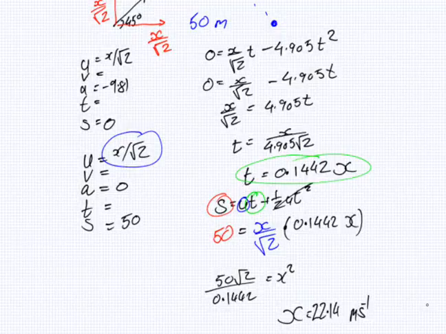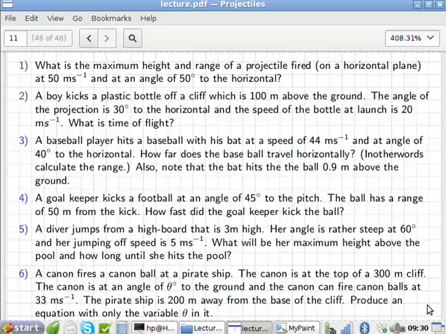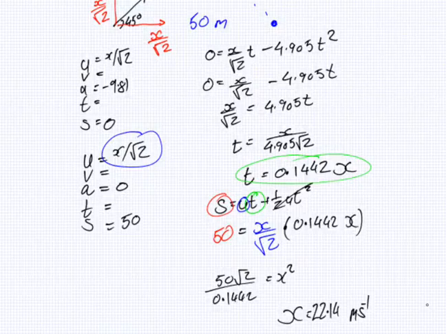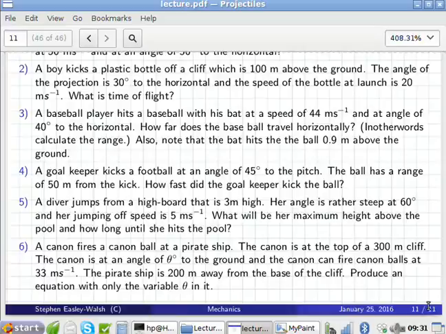All right. Next, the goalkeeper kicks a football at 45. The ball has a range of 50. How fast did he kick it? So this one's interesting because it's going backwards. You don't know the speed. You know the angle.